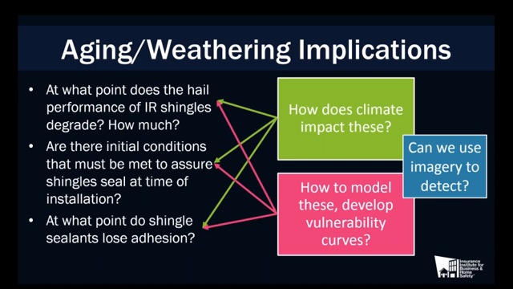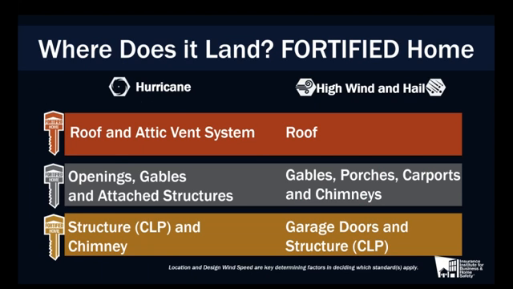And can we use imagery? Can we use imagery sensors to actually determine the age and conditions of shingles? Those are some of the more exploratory areas that we're looking at. So where does all of this good information land? As we start to understand the performance of shingles, where does it go?